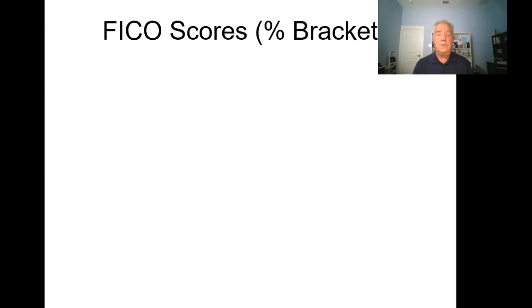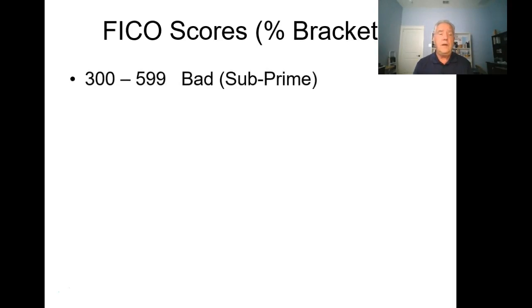The scores and the brackets. So what does this FICO score mean? If your FICO score is somewhere between 300 and 599, that's bad. The only loan you're going to get is a subprime loan, which is a very high risk and, by the way, a very high interest rate loan. So you don't really want that.